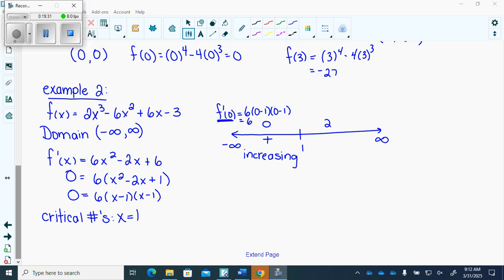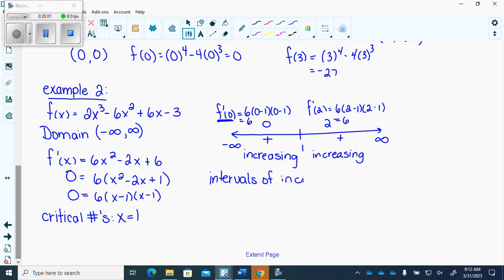All right. And then this one, f prime of 2, you get 6 times (2 minus 1)(2 minus 1). So you would actually get 6. So (2, 6) is another coordinate, but it's positive. So it's increasing. So this is a point of inflection. And we know our intervals of increase, decrease, there aren't any. Intervals of increase are negative infinity to 1, or 1 to infinity.